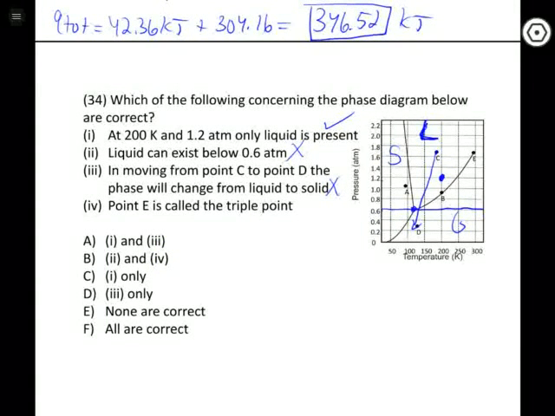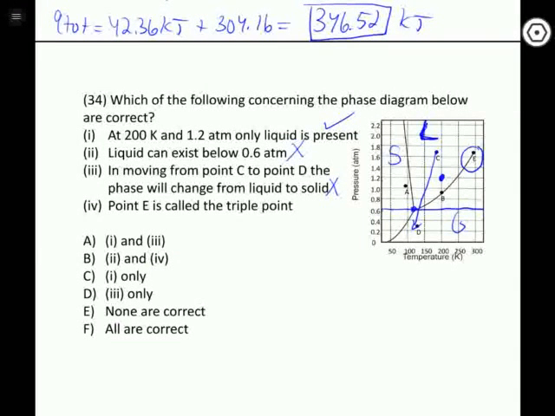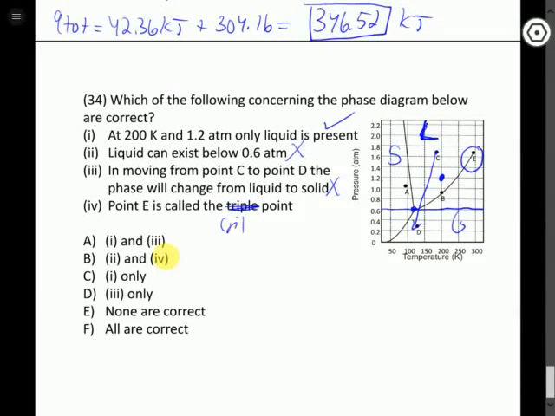And then finally, point E is called the triple point. So point E is up here. If you have it in front of you, you can probably see it better than you can on the board. Point E is that point here. The end of the liquid gas line is called the critical point, not the triple point. So that one's also wrong. So the only correct statement is number 1, which would be choice C.